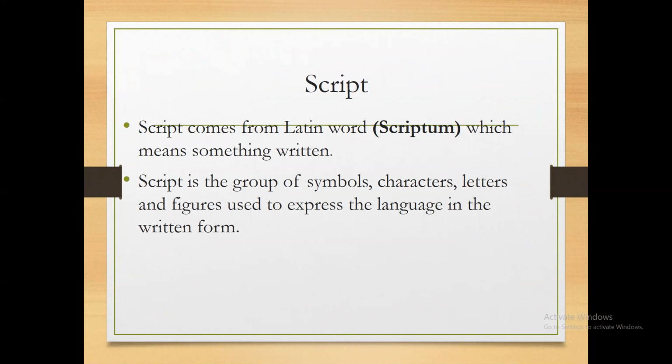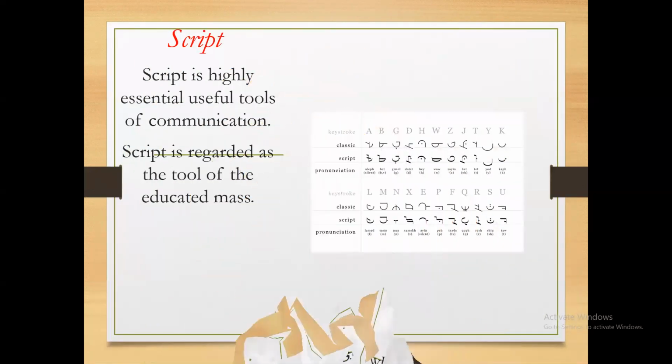Next important point is script. Script means any written format on paper, on the wall, or anything. It is known as a script. Script is a group of symbols, characters, letters, and figures to express the language in written communication. When we say communication, most of the time we bother only about oral communication, and next we prefer written communication. It is an essential, useful tool of communication.